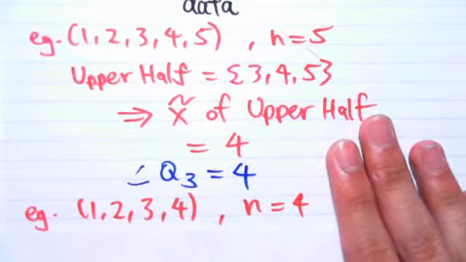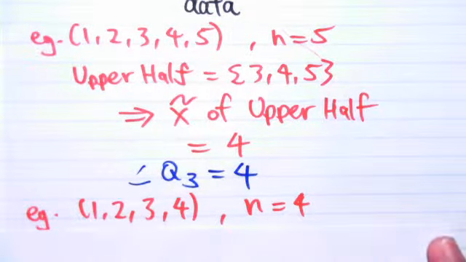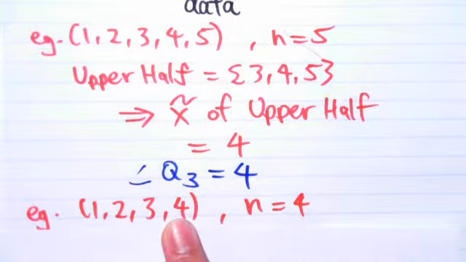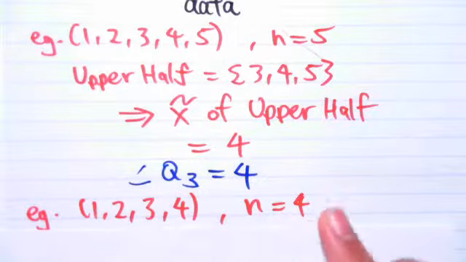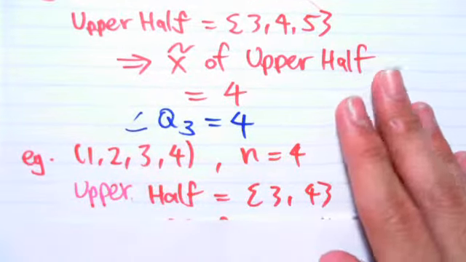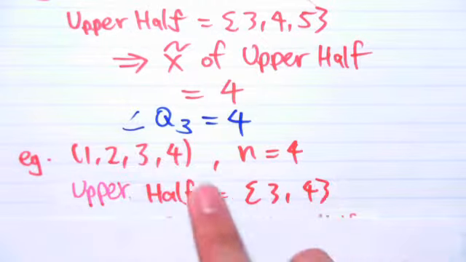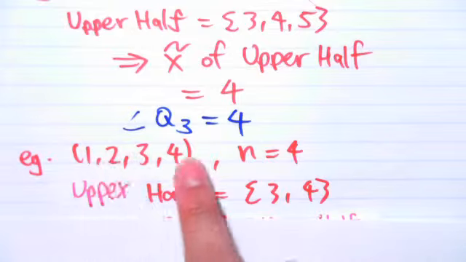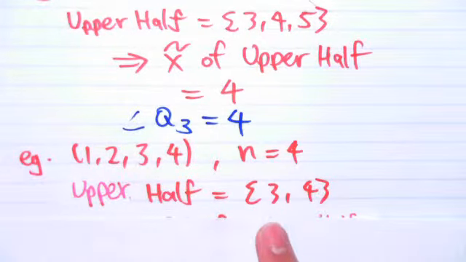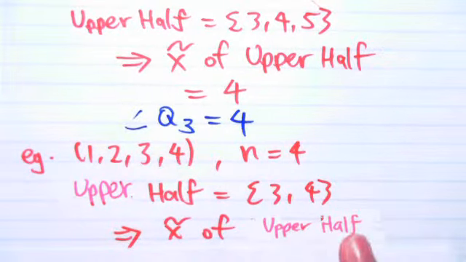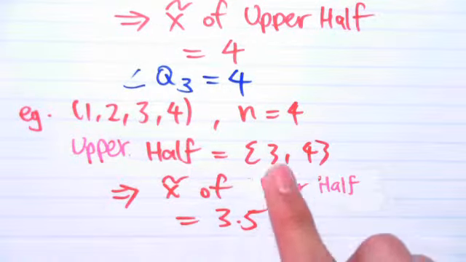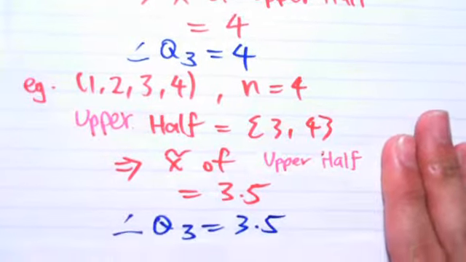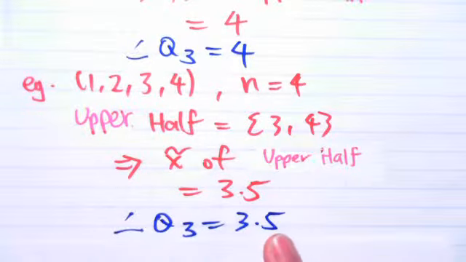Now let's look at our example with a special case: 1, 2, 3, 4 as our sample set, where the sample size 4 is a multiple of 2. Now our upper half we identify as 3, 4. Again, our median 2.5 shouldn't be included in this set, because 2.5 isn't in the original set. So our upper half is just 3 and 4. The median of the upper half is equal to 3.5, and we can conclude that Q3 of this set is 3.5.